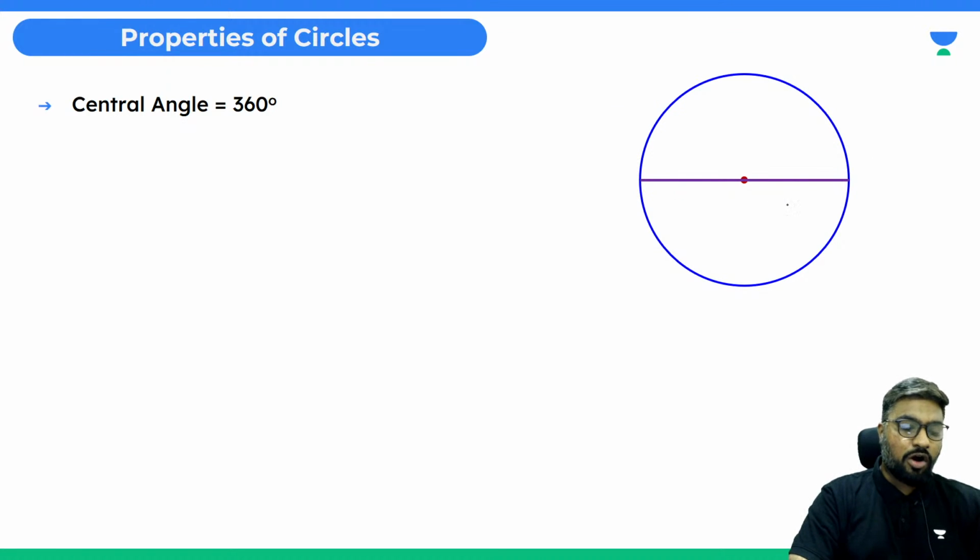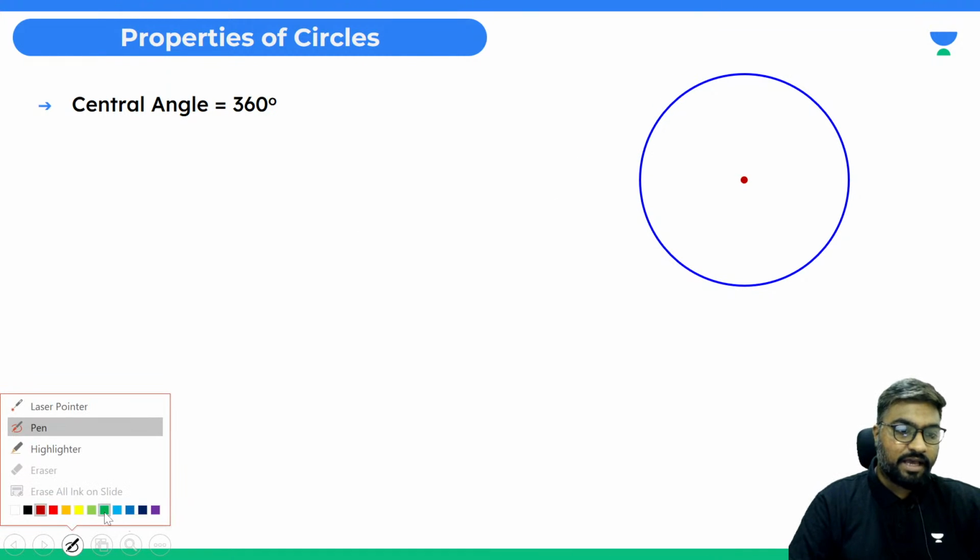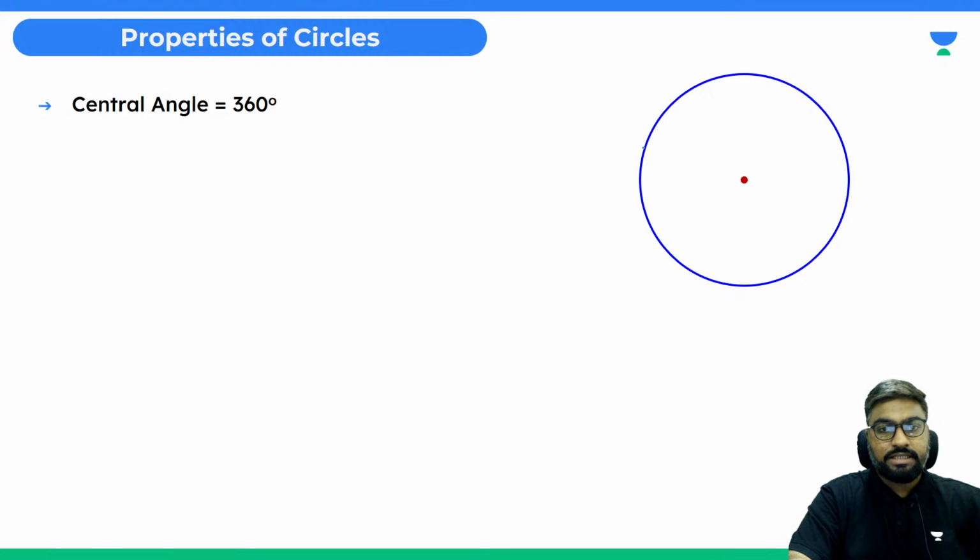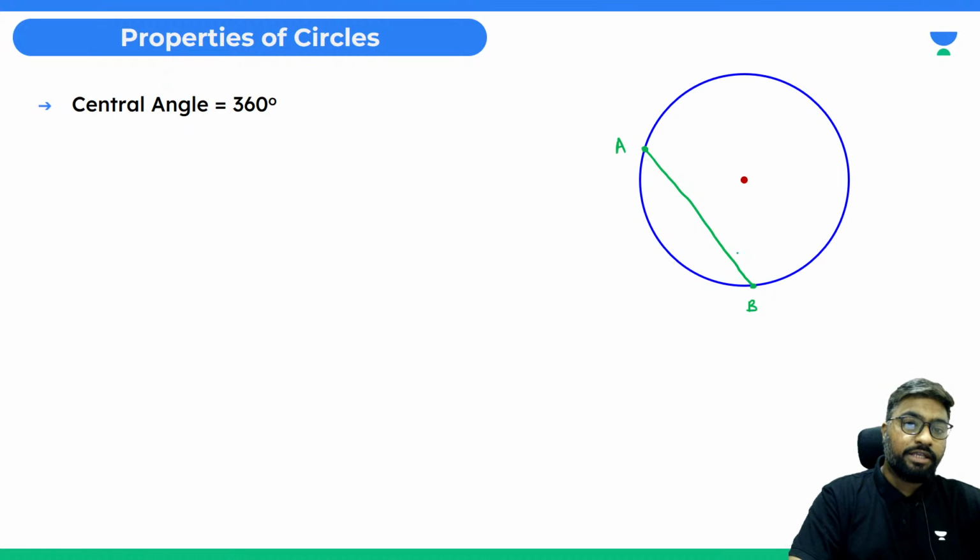Okay, then next we have chords, right? A chord is a line that joins 2 points on the circle. So if I have any 2 points on the circle, let's say this point and this point, A and B, then AB becomes a chord. Clear? 2 points on the circle, when they are joined, it is a chord.